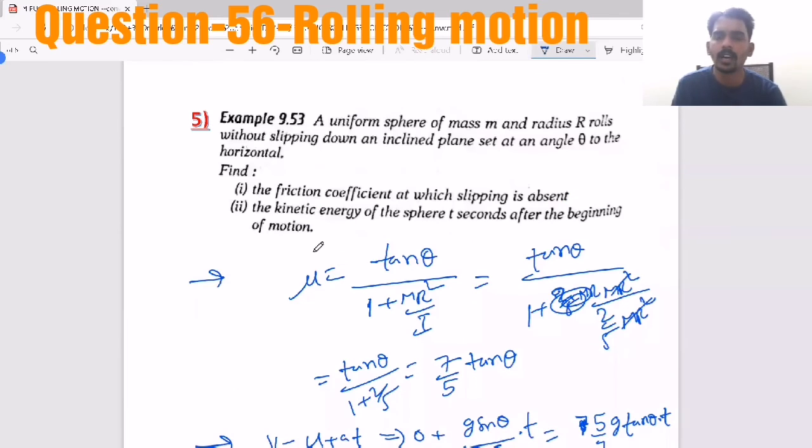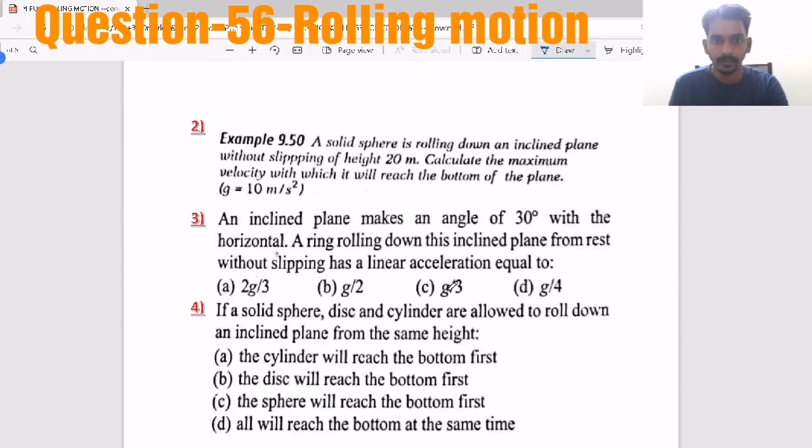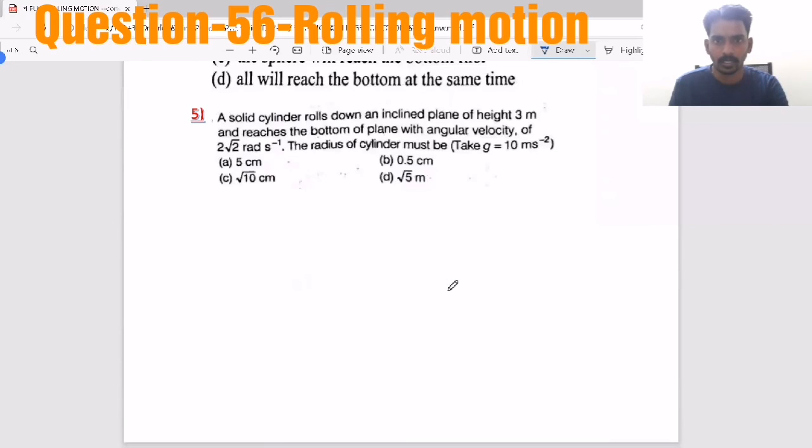So this is how you have to deal with rolling motion. Don't try to go for very big questions for the NEET entrance level. Try to do this kind of simple procedure based, formula based, condition based questions. It will be good. Similar questions I have given as assignment also, so please try to solve all the questions. Then you will get the idea of how to deal with rolling motion.